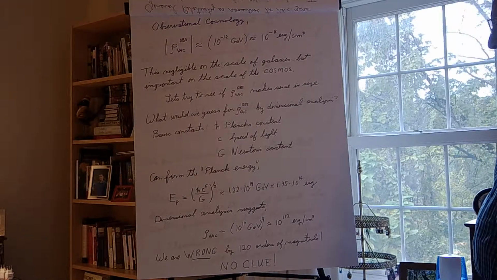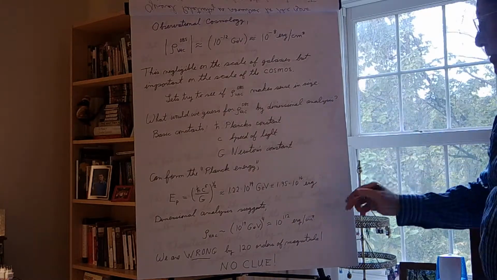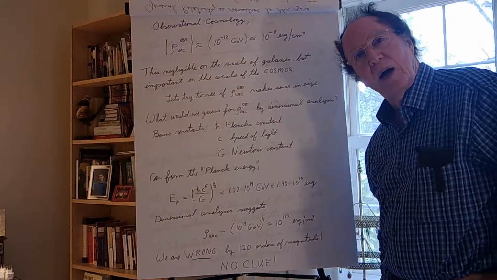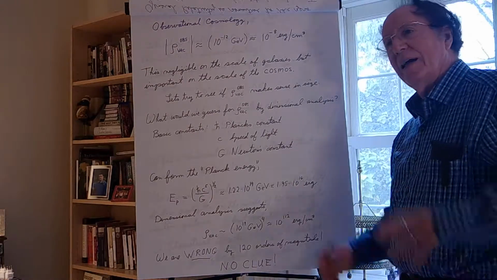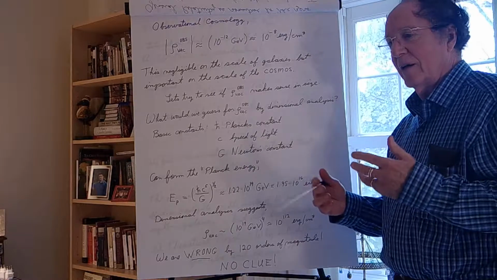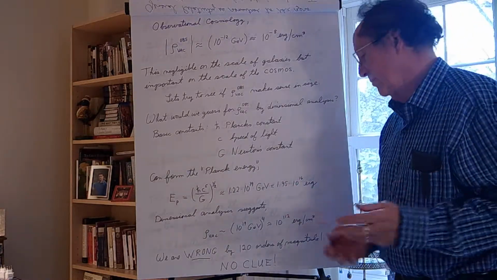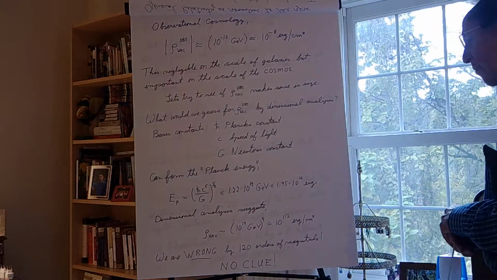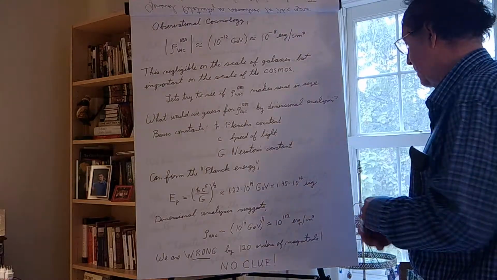cubed. We wanted to get an answer that was 10 to the minus 8 ergs per centimeter cubed, and we were wrong by 120 orders of magnitude. It's not that we're a little bit wrong, it's like we're completely in left field. We're off by 120 orders of magnitude. We have no clue, from this argument.